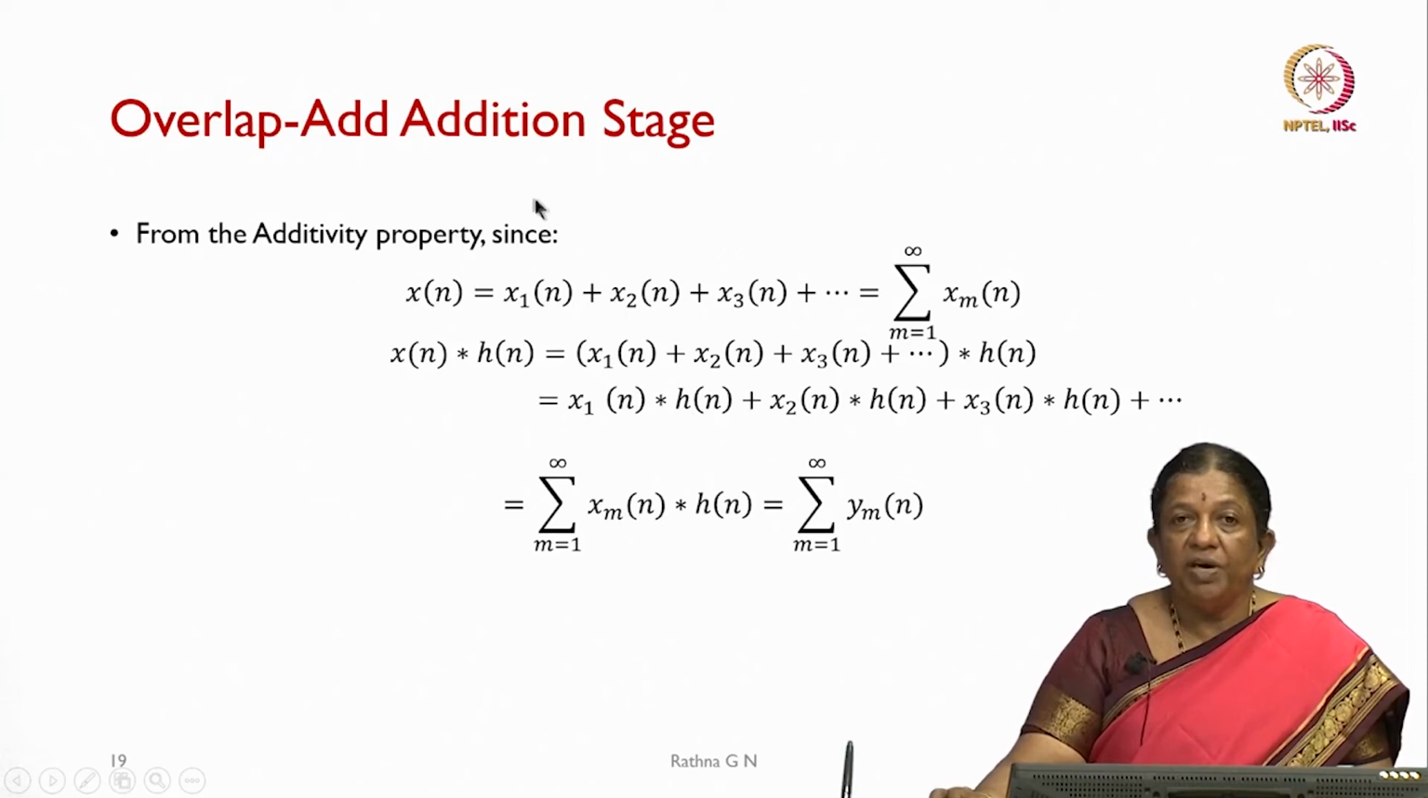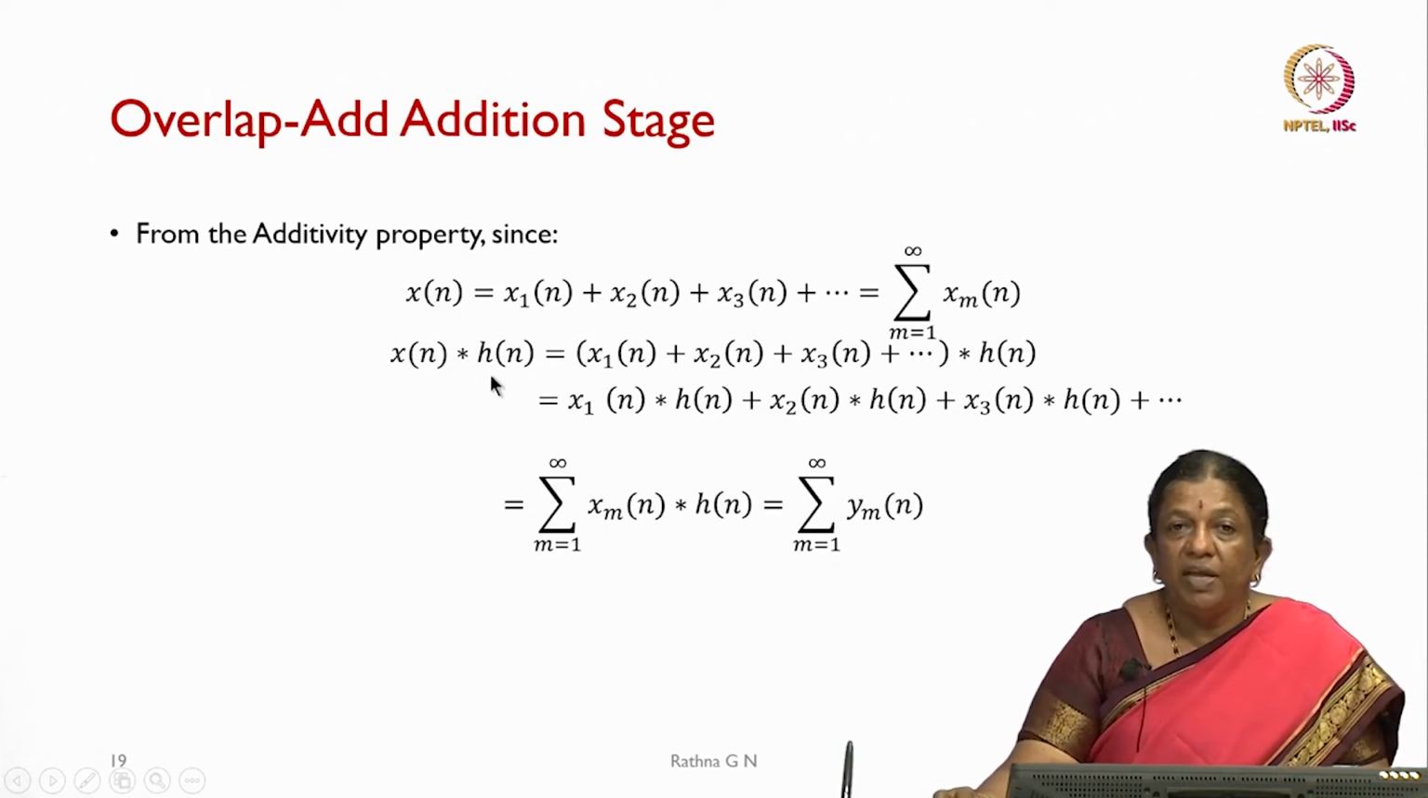Now we will see the overlap-add stage. From the additivity property, since x[n] is equal to x_1[n] plus x_2[n] plus x_3[n], and so on, which is the sum over m from 1 to infinity of x_m[n], we have the convolution. We use x[n] convolved with h[n], which is x_1[n] plus and so on, the total convolved with h[n], because of the additivity property.